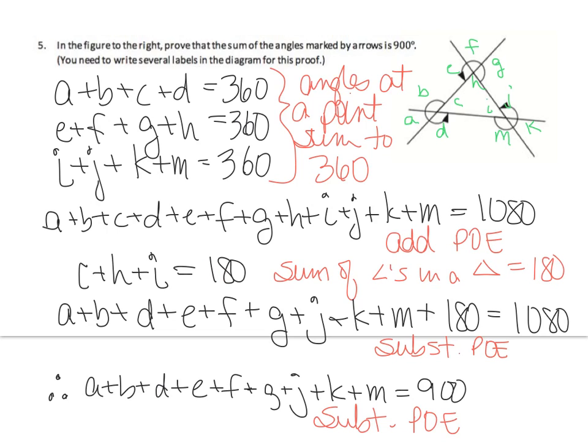Then I substituted. I took this line and I took out the C, the H, and the I. So I did all of the rest of them. Plus 180, I substituted those 3 letters for 180, equals 1080. Substitution property of equality. Then I subtracted 180 from both sides. I'm left with all of these equals 900. Subtraction property of equality. Woohoo!